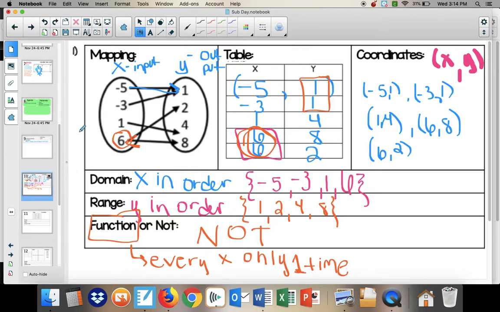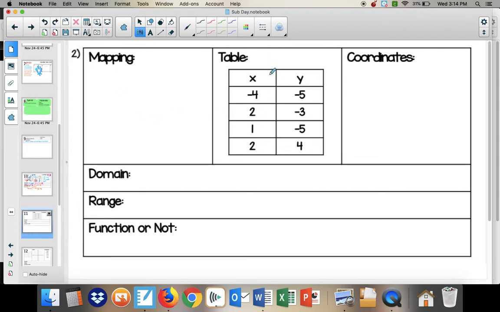So again, as I'm going through, you go ahead and pause. Here we go. So number 2. Now I'm going to go from my table to my coordinates and my mapping. Well, coordinates is literally just putting parentheses around this. So I'm going to have you write it. You're literally going to take this and write over here. So like the first one, what I would write is parentheses, -4, -5, parentheses. So you repeat that for all of them.